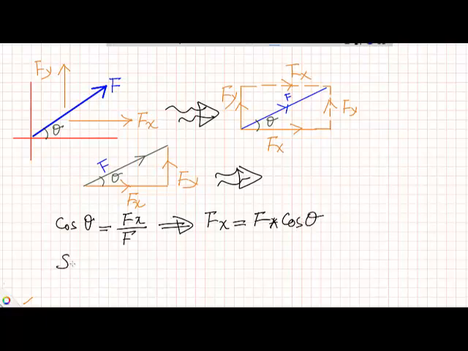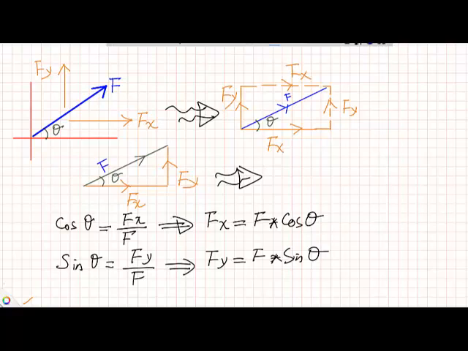Now for sine theta, because we'll be using sine theta to get the value of Fy. Sine theta in this case will be equal to the opposite, which is the force Fy, divided by the hypotenuse, which is F in this case. So again we isolate Fy, which is equal to the force F multiplied by sine theta. So this is what I would like to get at the end.